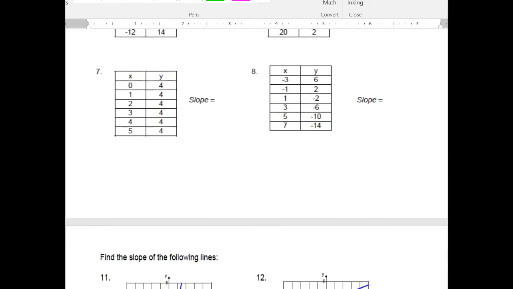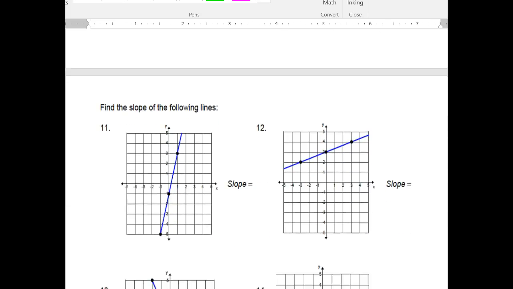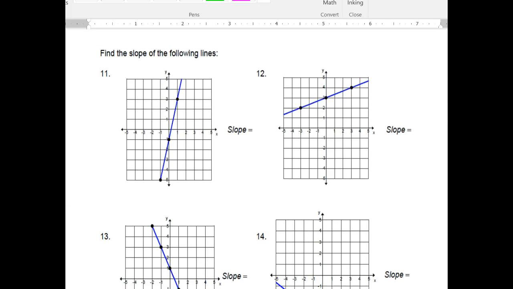Alright, so I've done the first 4 problems. You're responsible for the next 4, showing work exactly how I showed. On the back side, we're going to do the same thing, but from graphs. So first, you've got to label all the points. This point right here is 1, 3, and this point right here is 0, negative 1. You only need 2 points. So even if a graph has 3 points or more, you just need 2 of them.